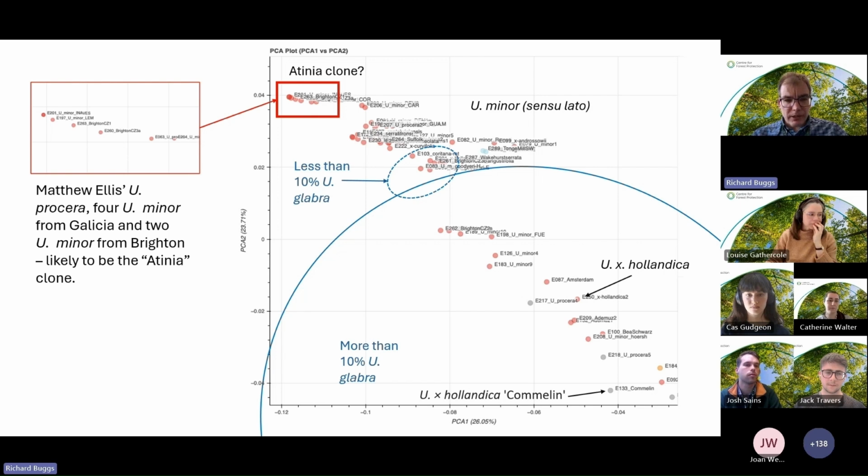We then have, separated from that, a cluster of Ulmus minor in the broader sense. Then towards the edge, we have some individuals with a little bit of glabra, and then down here we have individuals that have much more glabra within them. And some of them are called Ulmus hollandica, which is what we would expect them to be called.